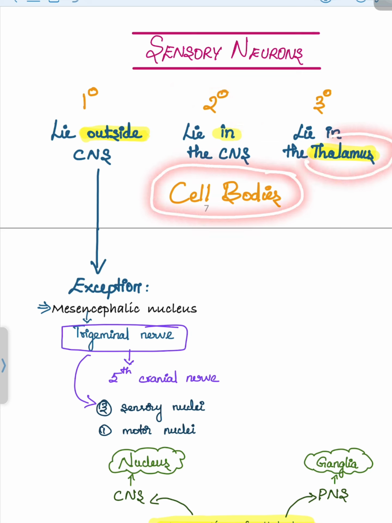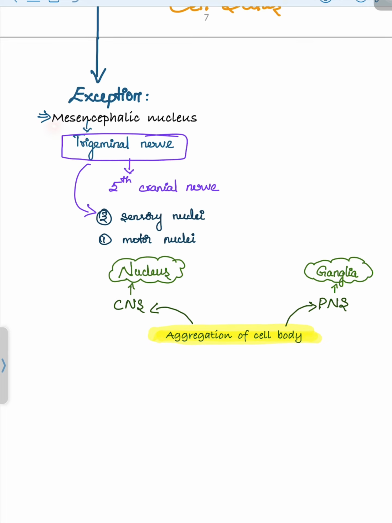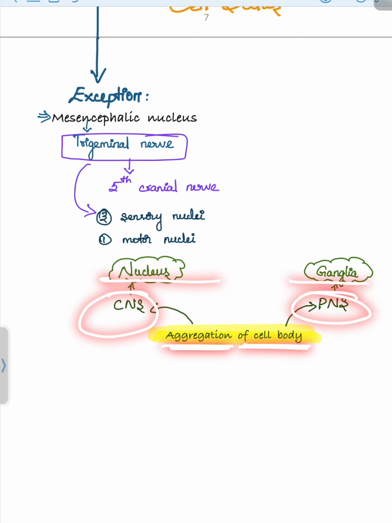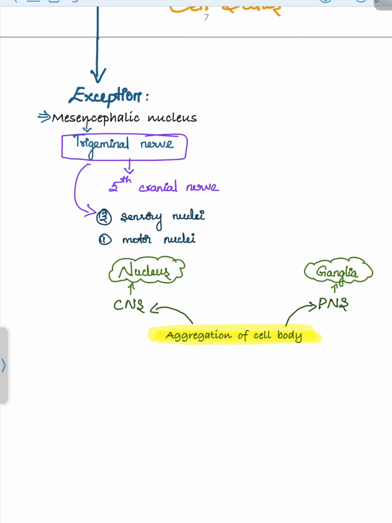Okay. Among these three, in the primary neurons, there is one exception: the mesencephalic nucleus. You might not have heard this word. Now let's see a little bit about this. Before getting into the trigeminal nerve and the mesencephalic nucleus, let's see what a nucleus is. The collection or aggregation of cell bodies in the central nervous system is called a nucleus. In the peripheral nervous system, it is called ganglia. Okay, that's it. So now we know what a nucleus is. It is a collection of cell bodies in the central nervous system.